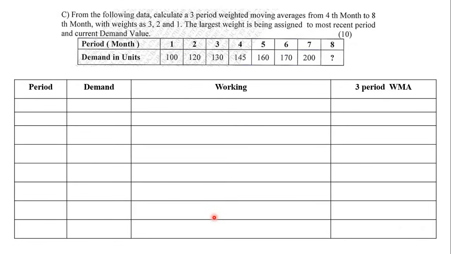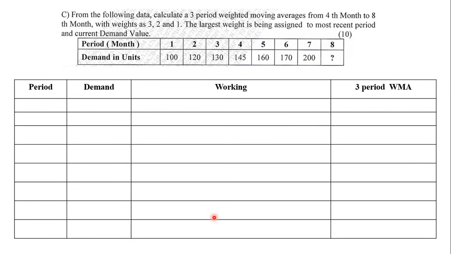The very first question, I'll read the question. From the following data, calculate 3-period weighted moving average from the 4th month to the 8th month with weights 3, 2 and 1. The largest weight has been assigned to the most recent period and the current demand value. They're giving you period 1, 2, 3, 4, 5, 6, 7, 8. Demand has been given to you as 100, 120, 130, 145, 160, 170, 200 and a question mark that we need to find for the 8th.